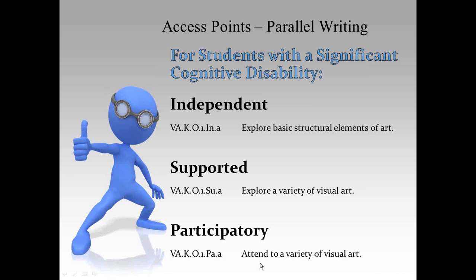At the participatory level, they could be expected to attend to a variety of visual art. And it is entirely appropriate for teachers to include these, and these are written K-12 in parallel to the full complement of Next Generation Sunshine State Standards, K-12, in all 4 content areas.